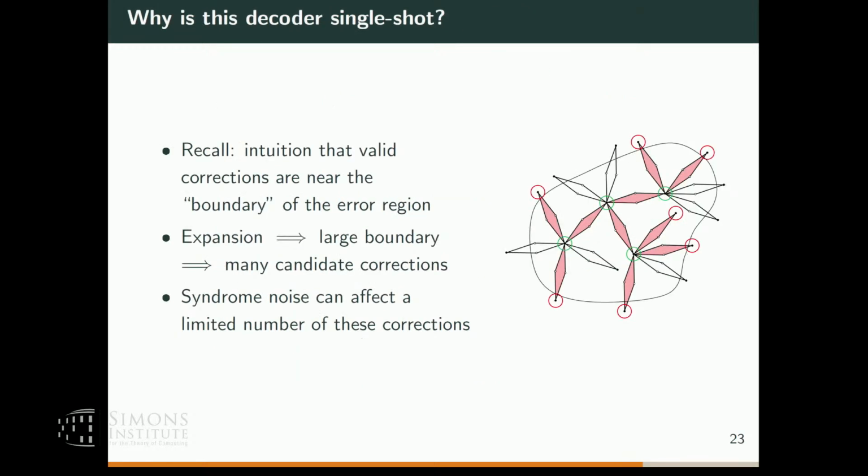Now let me say a bit of intuition about why this decoder might be expected to be single shot. Remember before, we're saying the flips can be made around the boundary of this error region because that would result in more satisfied checks. But it turns out that because this complex is very expanding, the boundary is going to be very large. So that means there are actually many places where we could make the correction in order to decrease this potential or mismatch function.